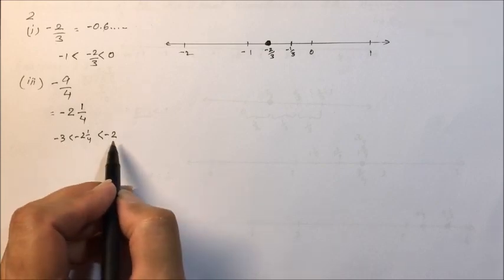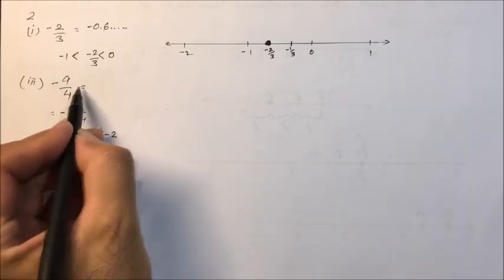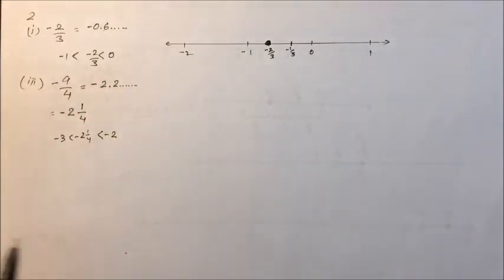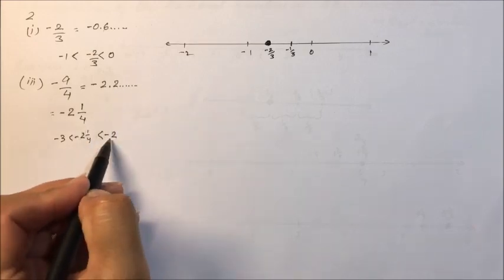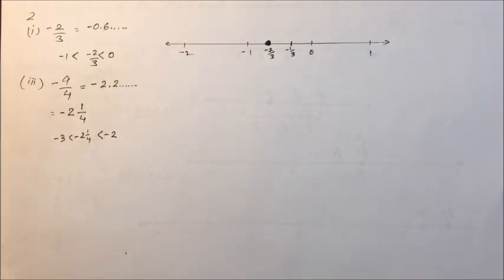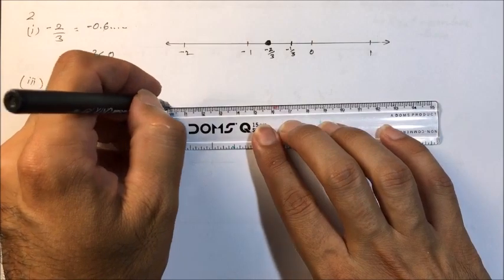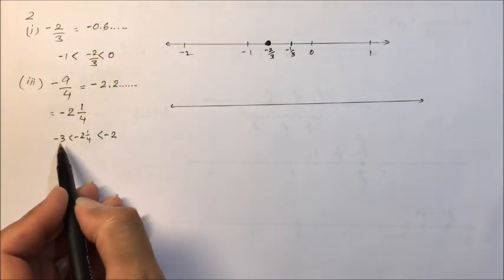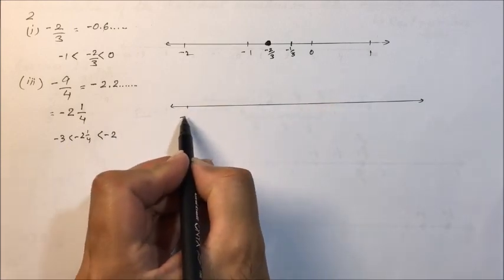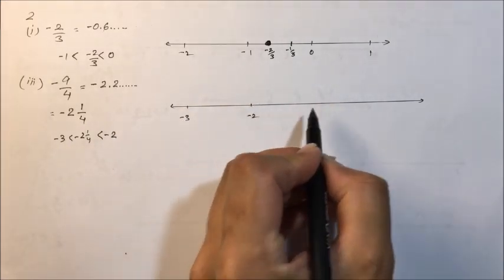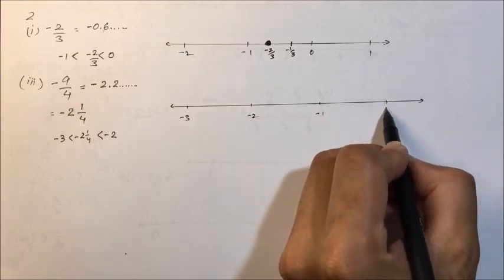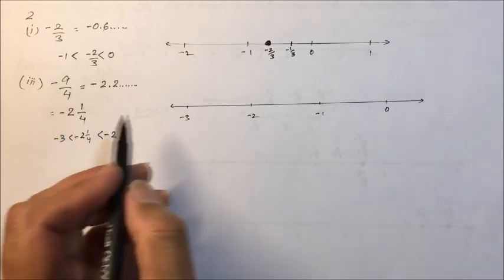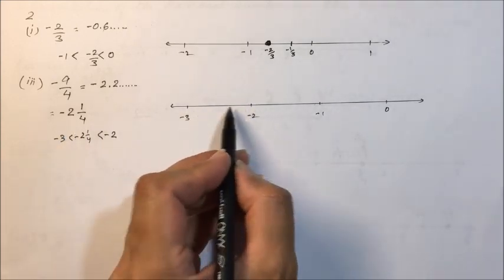If you are not able to figure it out, convert it into decimal. It will be minus 2.2 something. So it will lie between minus 2 and minus 3. So draw the number line now. We require minus 2 and minus 3. So minus 3 here, minus 2, minus 1, 0. So somewhere in between minus 2 and minus 3 it will lie.